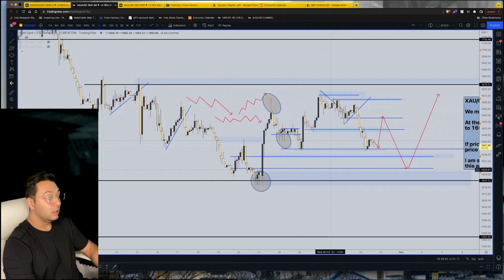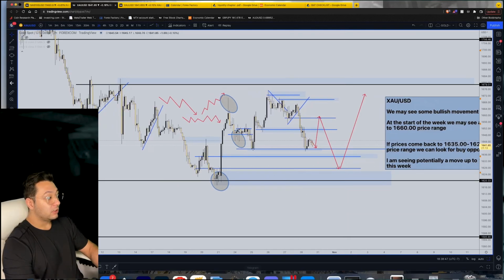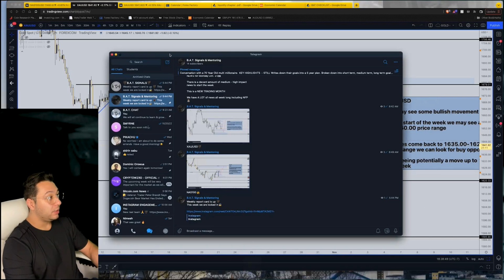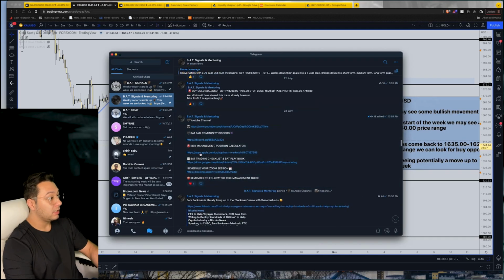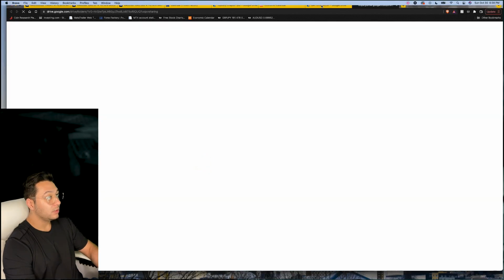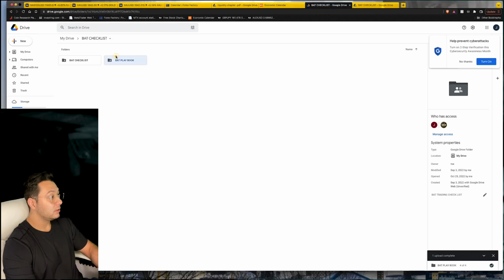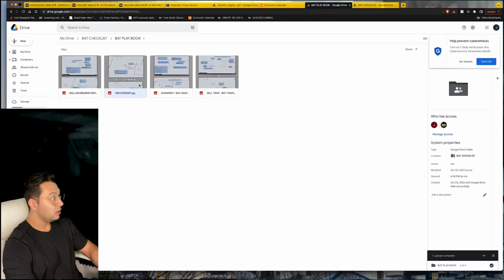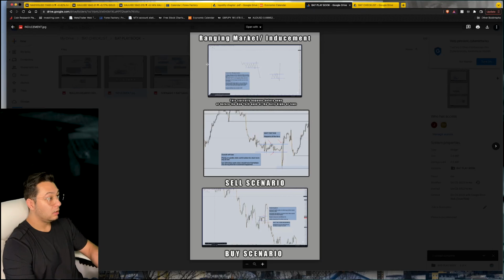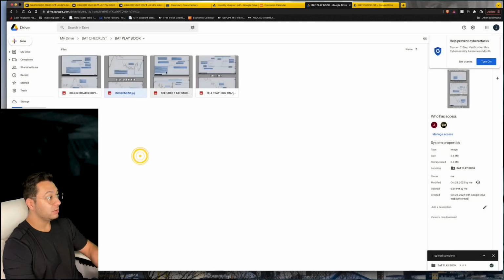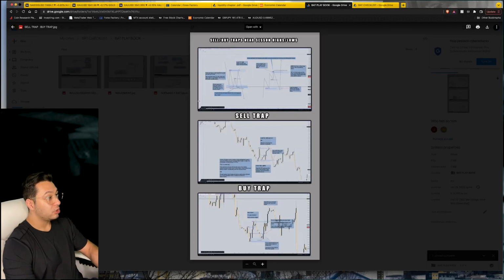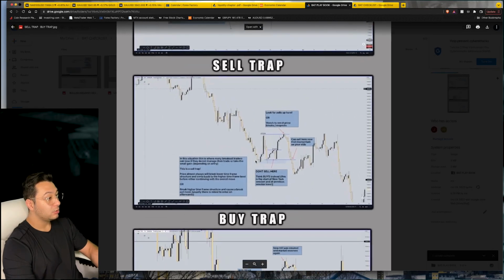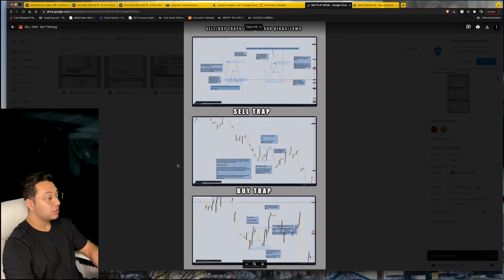Okay, so first we're going to go to the BAT playbook here, some of these pages, and this is what we're going to be looking at, these certain setups. Here it is. So inducement, ranging market inducement, to look at sell traps and buy traps. Okay, these situations here. Just these two for now.